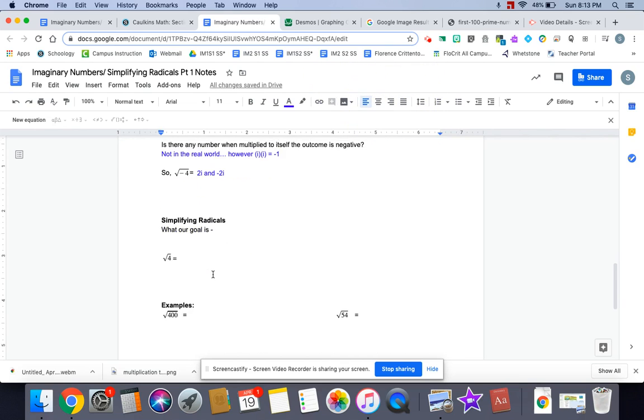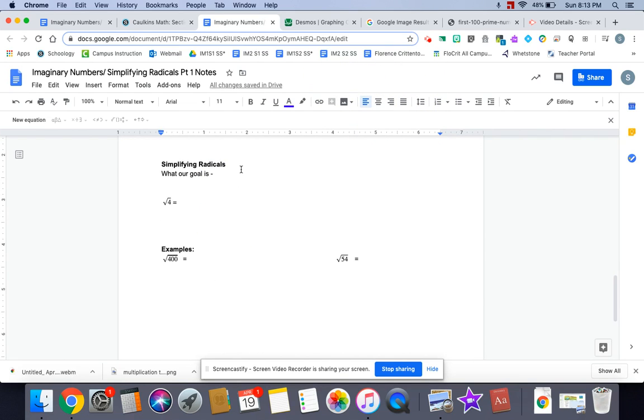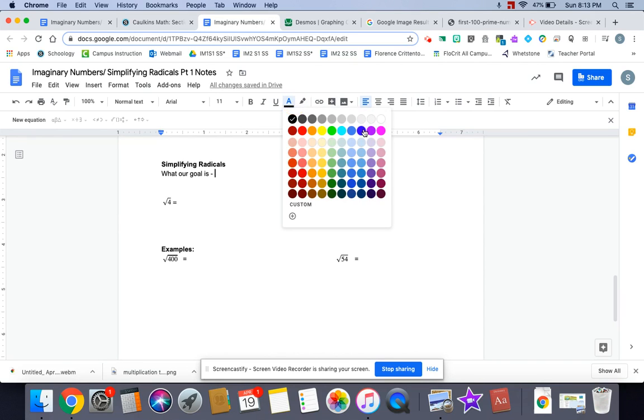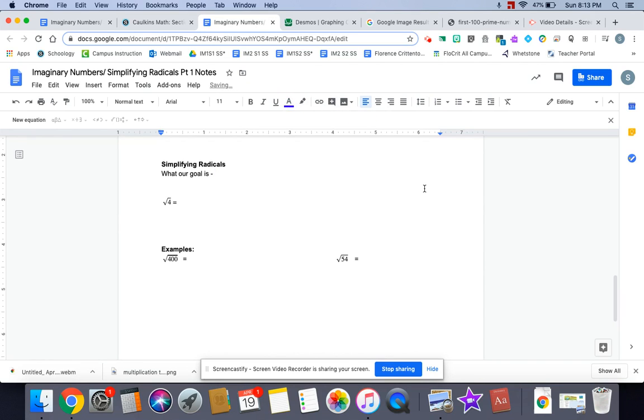So when they tell us to simplify radicals, we have our goal. And our goal is to pull out, and I'll explain what this means, pull out any number that shows up under the radical twice.